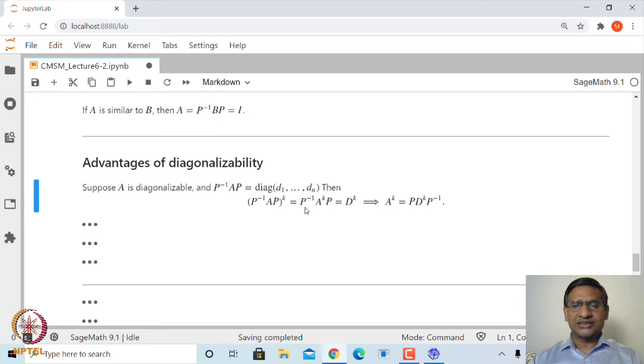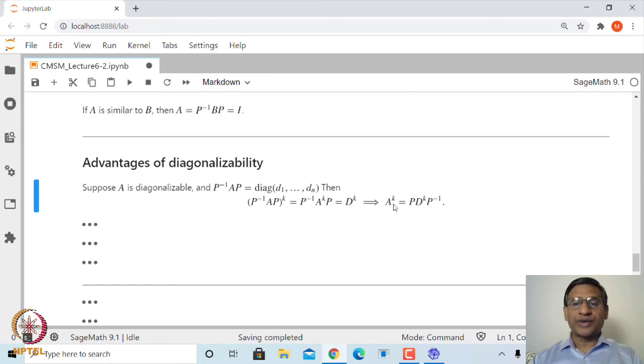Now, this implies from this part you can find out what A to the power k is by multiplying this by P, and then on the right hand side multiplying by P inverse. So, A to the power k is P times D to the power k times P inverse.